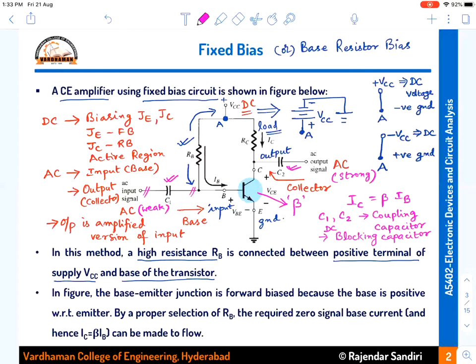This amplified version you will get based upon the current amplification of the transistor, which is beta. Beta lies between 20 to 200. Therefore, the output current can be 20 times the input current or a maximum of 200 times the input current. So that means this transistor has the ability to amplify the output current a minimum of 20 times to a maximum of 200 times the input current. So 20 times to 200 times this transistor can amplify. There are some transistors whose beta value is even more than 200.